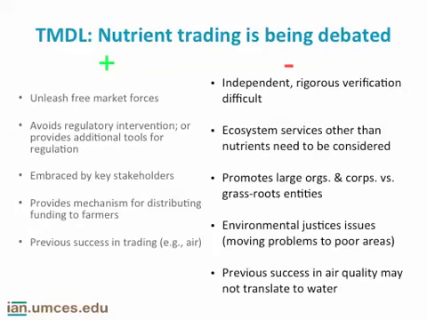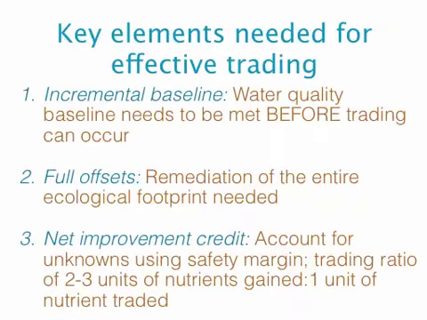And the previous success in air quality may not translate to water. Water is a much more viscous medium, and so what you do in one place matters a whole lot for that place, but might not translate to somewhere distant from that. So key elements needed for effective trading are an incremental baseline, in that the water quality baseline needs to be met before the trading can occur. So you don't want it to be used to trade down so that you end up accepting a lower water quality standard. You need full offsets.